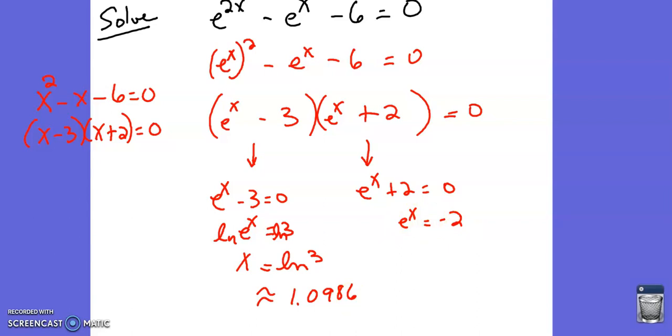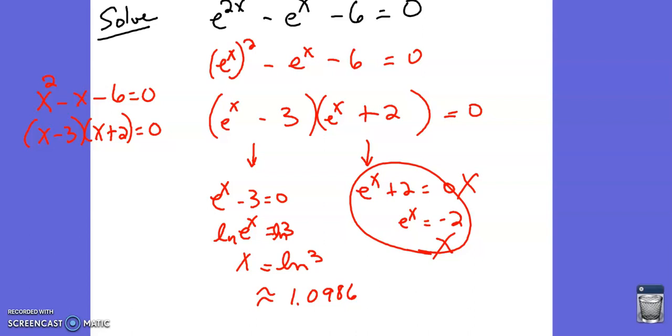if you graph it, it doesn't cross. If you remember the asymptote, it doesn't cross into the negative range. So this cannot happen. There's no x value that will ever make that a negative answer. So you just ignore that part because that's impossible. You can't have an x value that will reach that. So the only solution is 1.0986, and that's an approximate value.